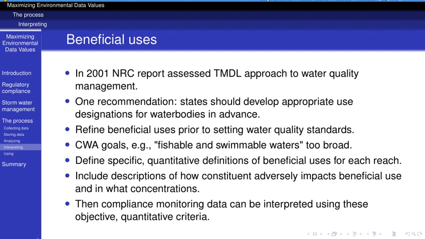Almost 20 years ago, the National Research Council examined the TMDL approach to water quality management and found many inadequacies for which they offered more technically sound and legally defensible methods. One of the NRC recommendations was that states should develop appropriate use designations in advance of specific anthropogenic use of the area. Most states have done this, but other NRC recommendations, such as refining beneficial uses before setting water quality standards so that general terms such as fishable and swimmable are made more reach and activity specific, have not been followed.